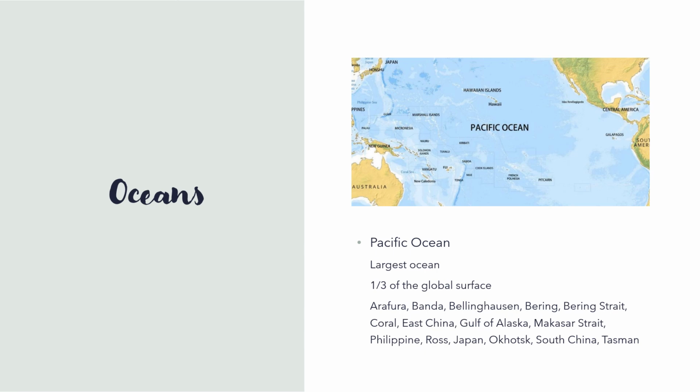So the seas that make up the Pacific Ocean are the Arafura Sea, the Banda Sea, Bellingshausen Sea, the Bering Sea, Bering Strait, the Coral Sea, East China Sea, the Gulf of Alaska, the Makassar Strait, Philippine Sea, Ross Sea, Sea of Japan, the Sea of Okhotsk, the South China Sea, Tasman Sea, and other tributary water bodies.